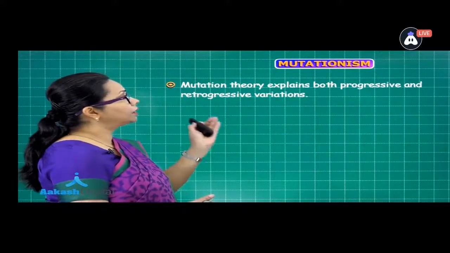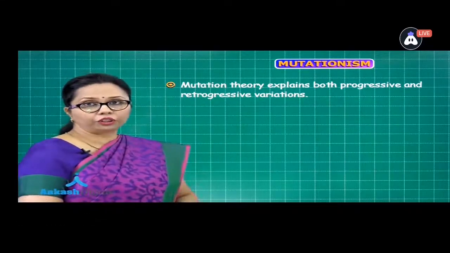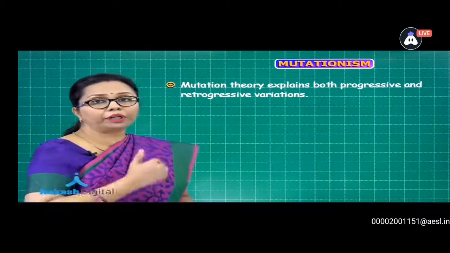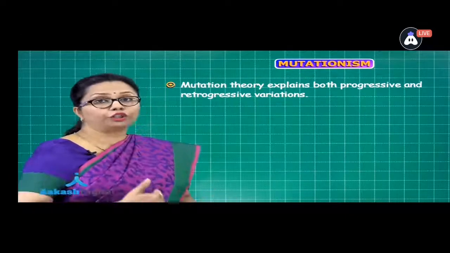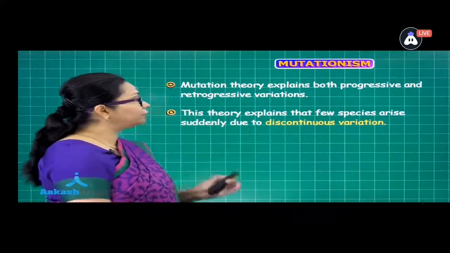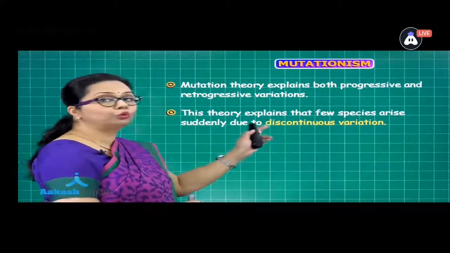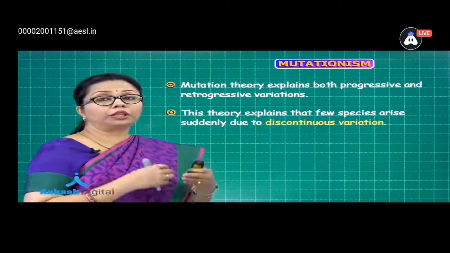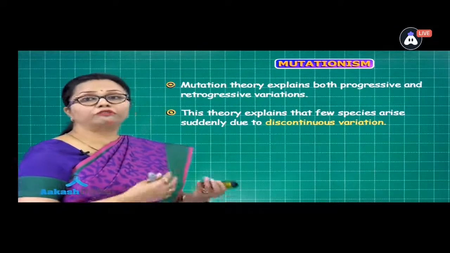And what he found was that in the filial generation, that is the daughter generation, there were both progressive and retrogressive variations. Progressive would be where there was a trait in addition to the parental trait. The parent was not having that trait, but it appeared in the daughter generation, and retrogressive where there was a loss of a trait also. So that means it is not only one single direction, not only progressive, but there can be loss of traits as well. And so this explains that a few species arise not gradually, as Darwin has opined, but rather suddenly due to discontinuous variations. So now, according to de Vries, the variations are discontinuous, they are large, and they can be non-directional. That means they could be progressive or retrogressive, whichever way we say it.